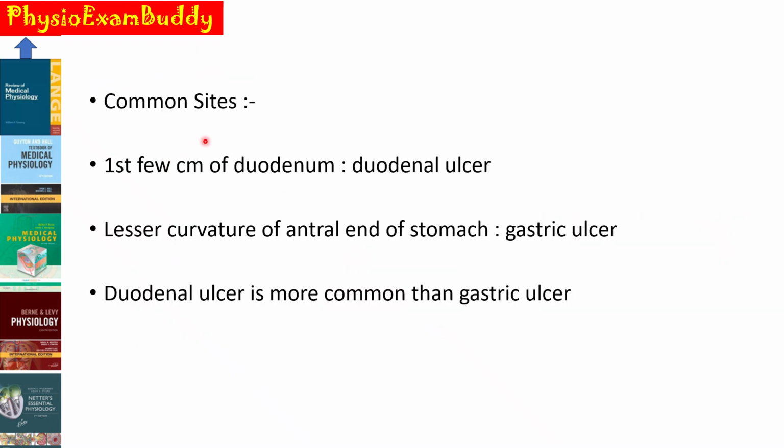The most common site where we will get the peptic ulcer is the first few centimeters of the duodenum, and that is a common site for the duodenal ulcer, whereas the gastric ulcer is mainly seen in the lesser curvature of the antral end of the stomach. And out of these peptic ulcers, the duodenal ulcer is more common than the gastric ulcer.